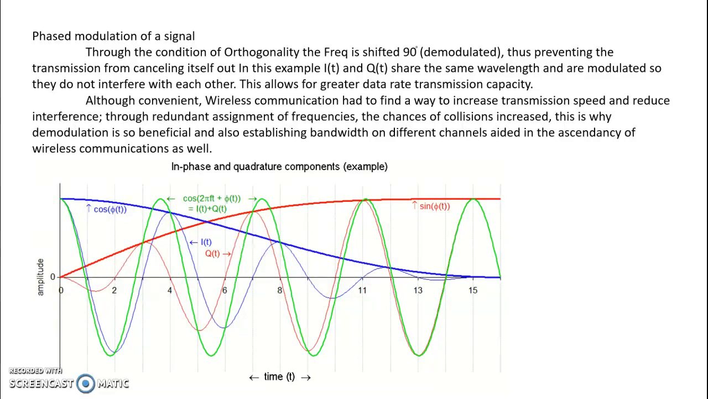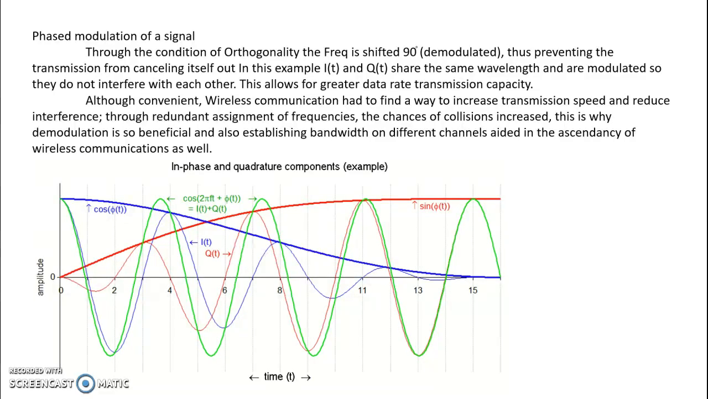So what's called phased modulation of a signal. Through the condition of orthogonality, the frequency is shifted 90 degrees or demodulated, thus preventing the transmission from canceling itself out. In this example, IT and QT share the same wavelength and are modulated so they do not interfere with each other. This allows for greater data rate transmission capacity.